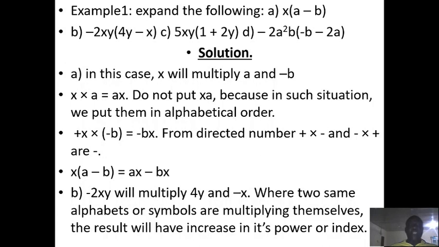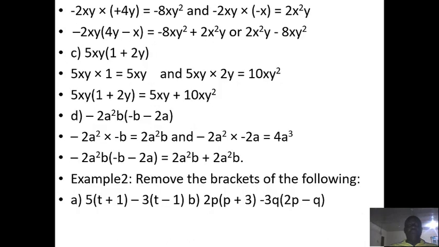So let us look at example 2. We have minus 2xy to multiply 4y and minus x. So minus 2xy multiply 4y and minus x, we are going to obtain the following. We now have minus 2xy times plus 4y. Plus times minus will give us minus. 4 times 2 will give us 8. Then xy times y.